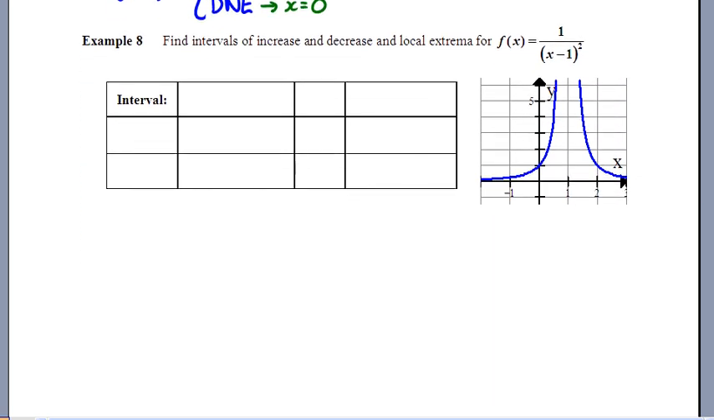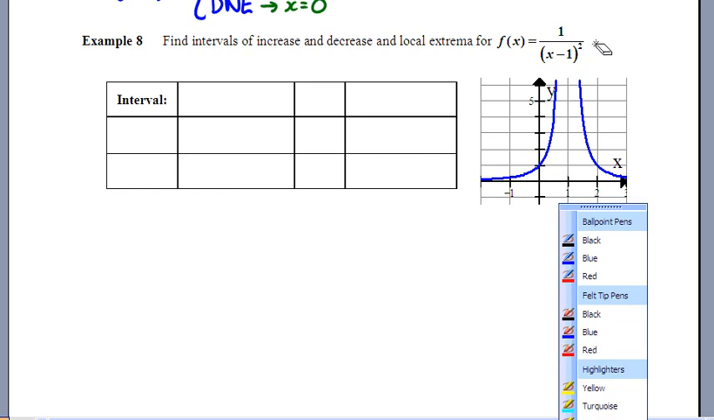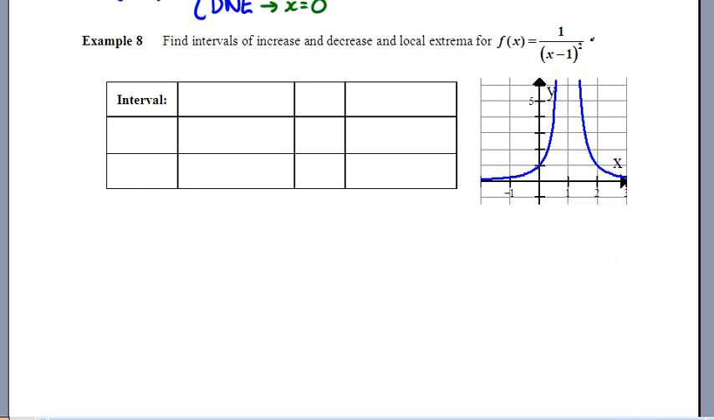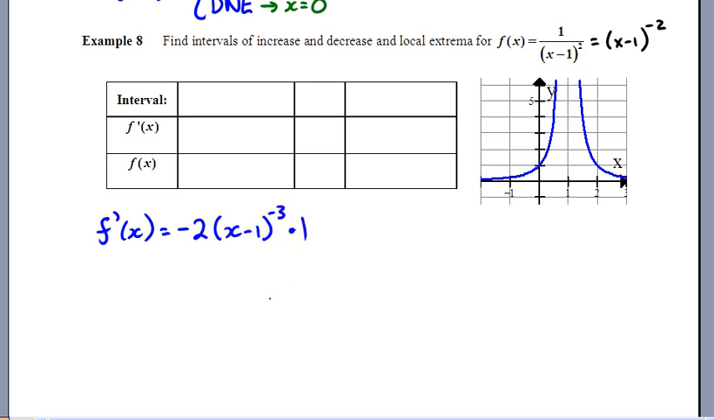Last one. Got a little rational function here. It looks like a tree trunk, right, with that asymptote at x is equal to 1. And I want to rethink this. I want to try to avoid doing quotient rules if I can. They're not my favorite. So I'm going to think of this as x minus 1 all to the -2. All right, derivative f prime of x. Okay, little chain rule action. You're going to have a -2, x minus 1 to the -3 times a 1 from the chain rule.